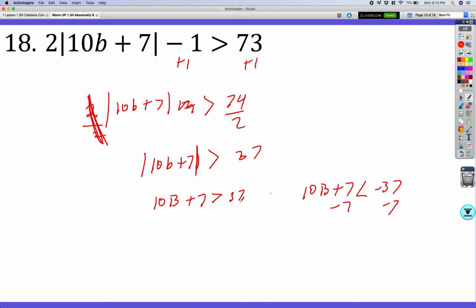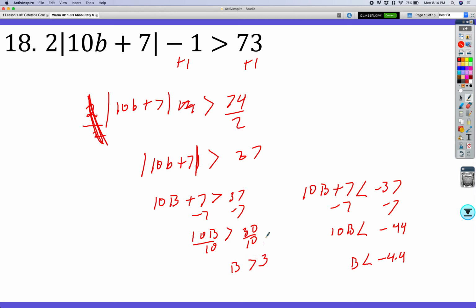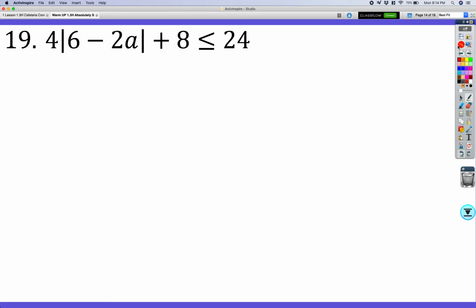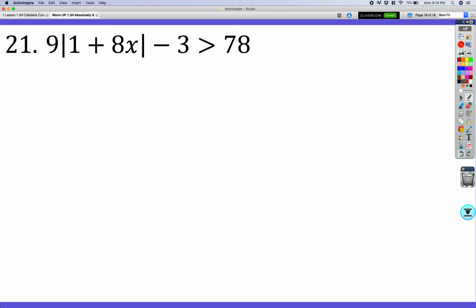So minus 7, this will give me 10b is less than negative 44, which gives me b is less than negative 4.4. Then over here, minus 7 to get 10b is greater than 30. Divide by 10 to get b is greater than 3. So now that I have my two things, I'm just going to have my number line. I'm going to have 3 right here, shade everything bigger, and then negative 4.4 here, open circle, shade everything to the left. Okay? All right, just a few more.